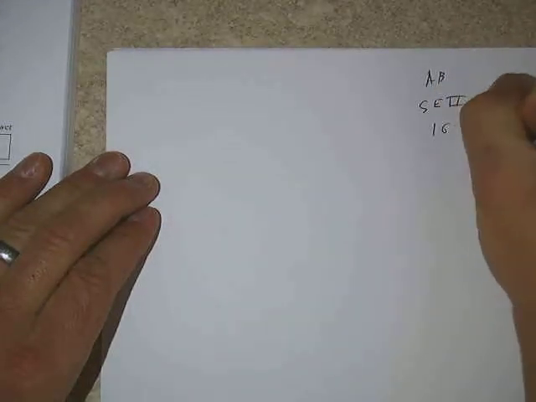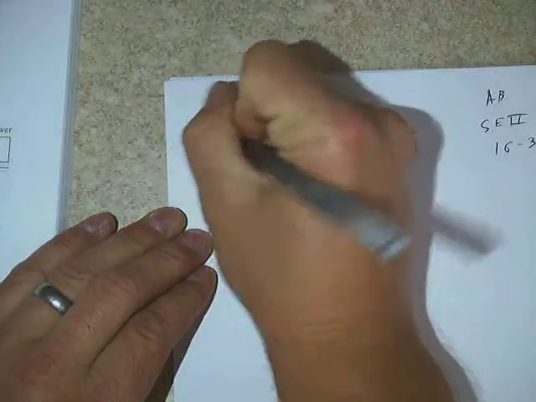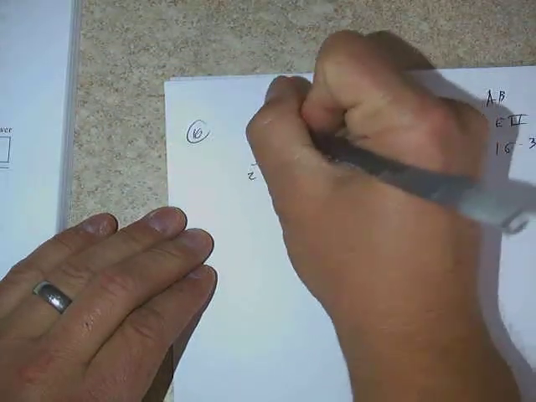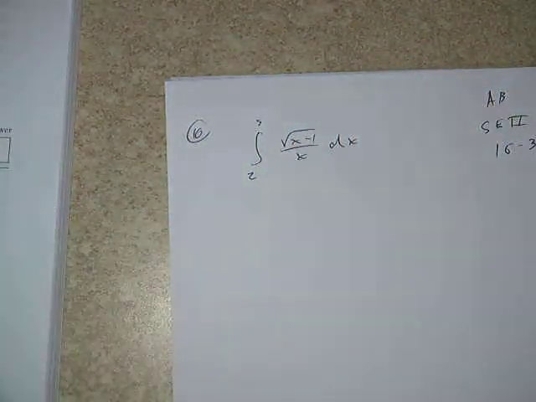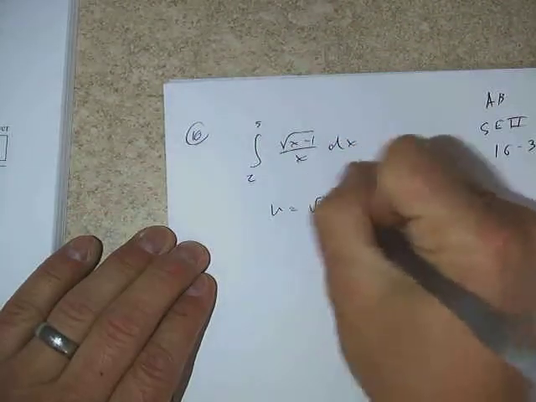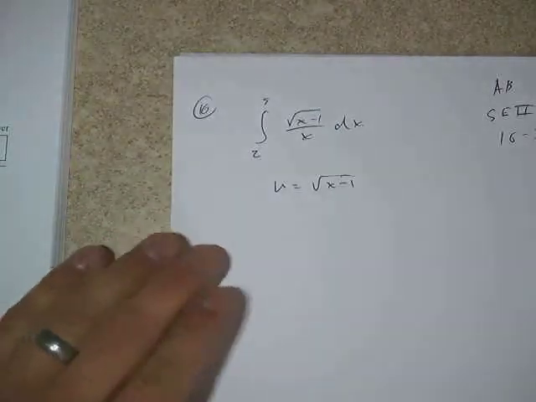Okay, so we have number 16. We have a substitution problem. We're going from 2 to 5 of the square root of x minus 1 over x dx. Alright, and they told us to use the u substitution of radical x minus 1.